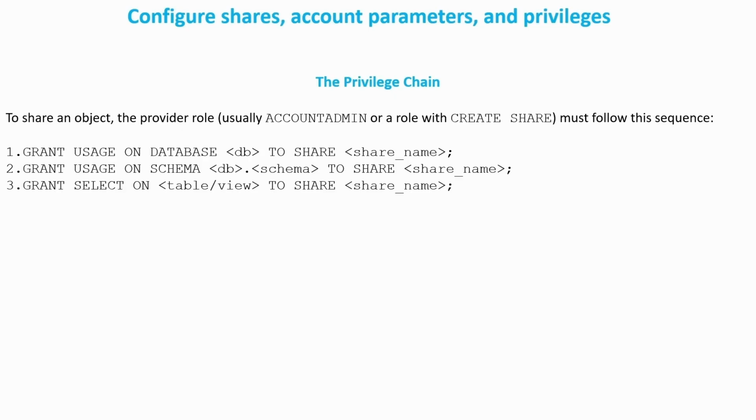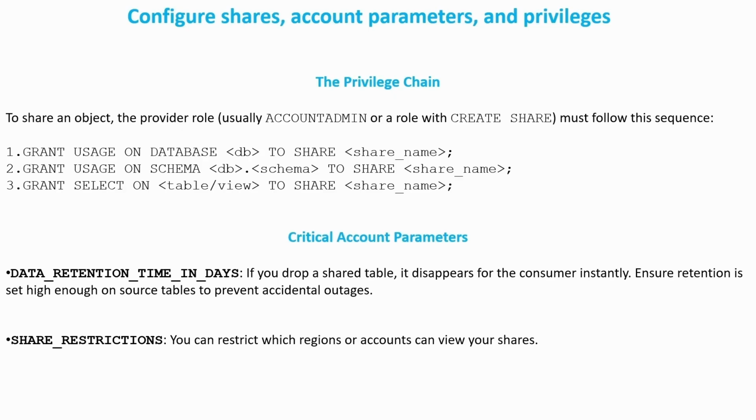There are critical account parameters. First is data retention time in days, and I guess you already know what this means, but just to give you the gist, if you drop a shared table, it disappears from the consumers instantly. Ensure retention is set high enough on the source table to prevent any kind of accidental outages. Second is share restriction. You can restrict which regions or accounts can view your shares.